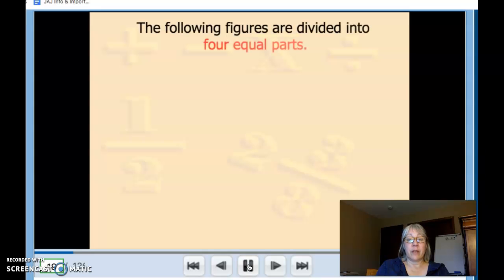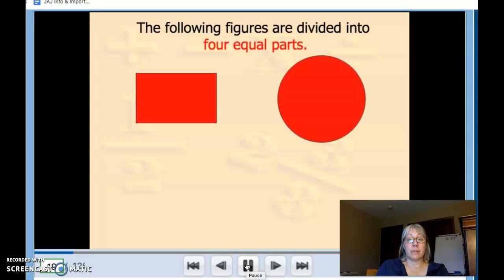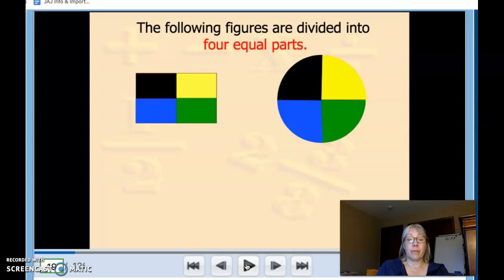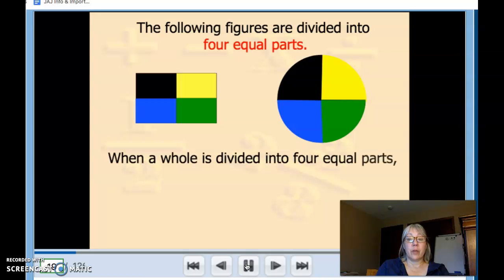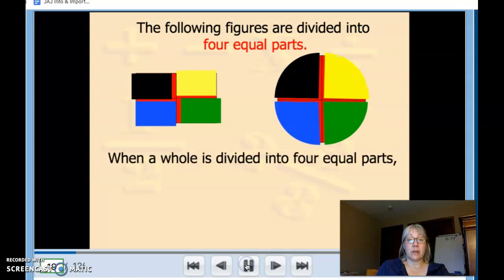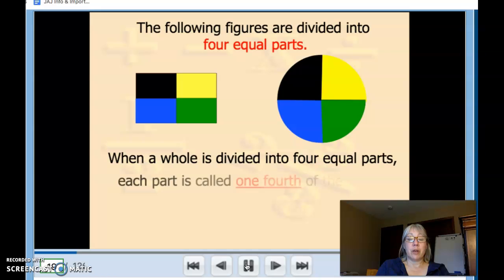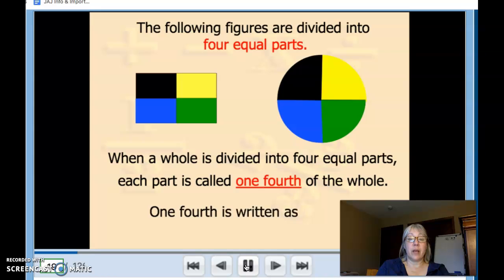The following figures are divided into four equal parts. When a whole is divided into four equal parts, each part is called 1/4 of the whole. 1/4 is written as 1/4.